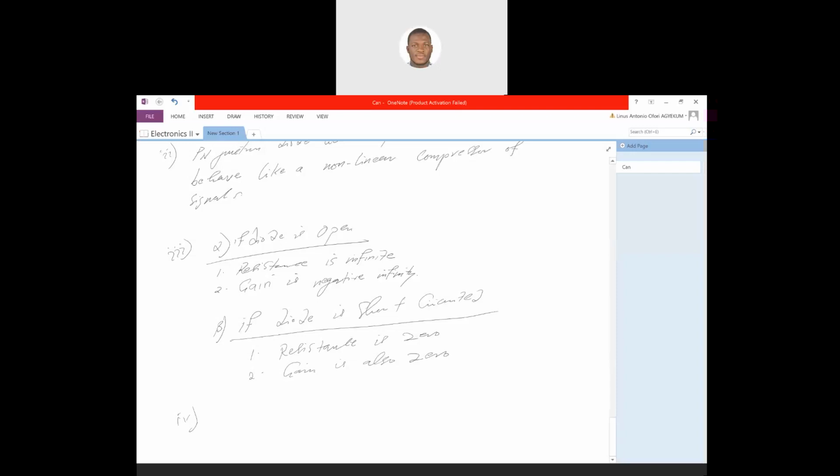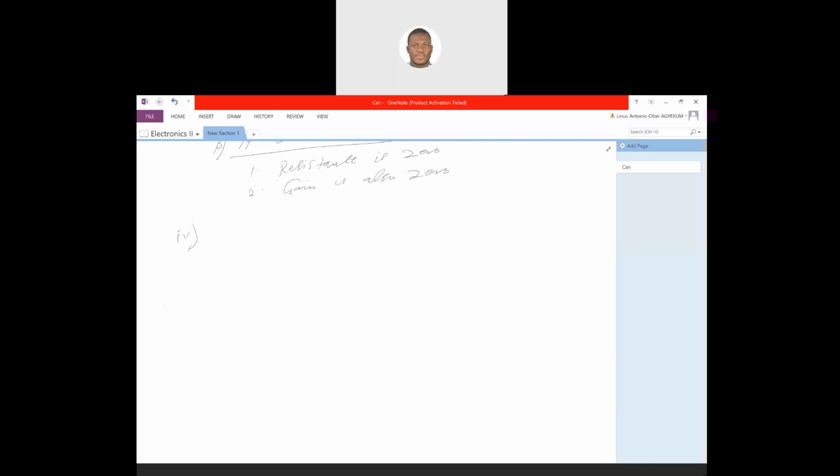Now, the B part has a question on common mode rejection ratio. It asks what is common mode input. Now, common mode input simply refers to a condition where two signal voltages of the same characteristics are applied to the two input terminals of the operational amplifier. Okay?